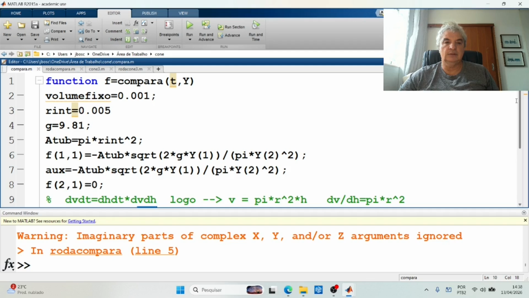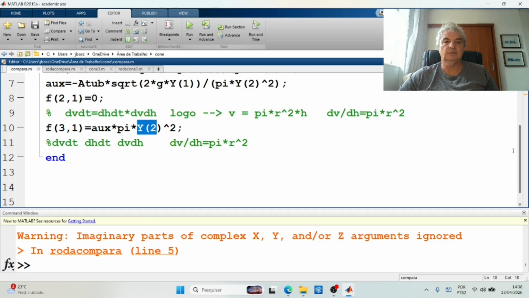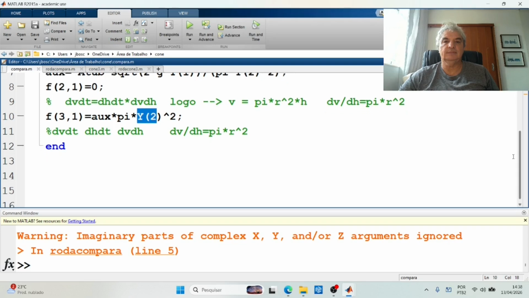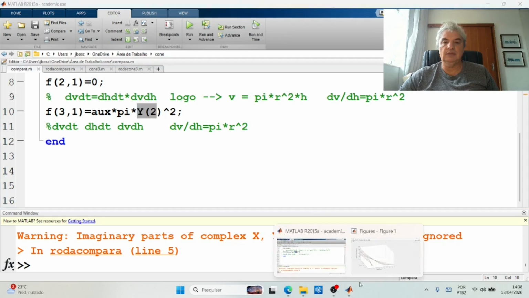Okay, now just confirm here. It's all right, right? It's right. That's right, dV/dH. That's it. Let's save. So we will get these expressions.